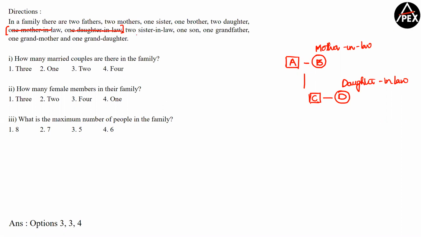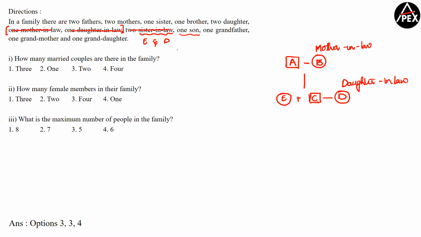Now two sisters-in-law. If I assume that C has a sister E, I can say that D will be sister-in-law of E and E will be sister-in-law of D. Yes, there are two sisters-in-law, E and D. Clear? Now we are done with this.